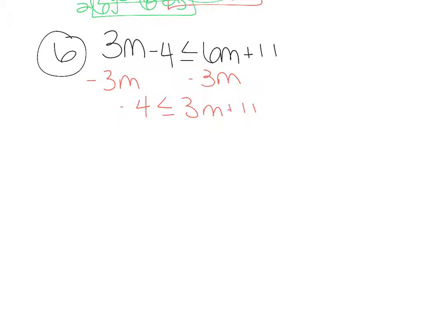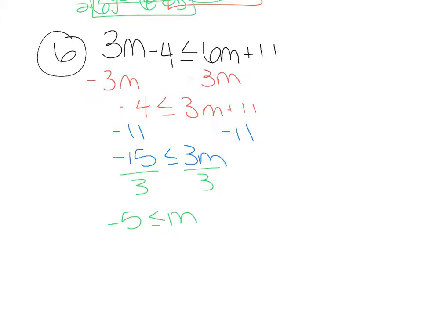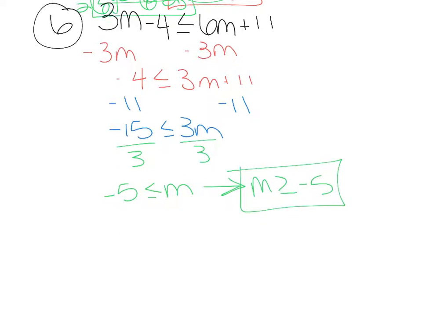And now it's just a two-step inequality, so subtract 11 from both sides. I have negative 15 is less than or equal to 3m. And finally, divide both sides by 3. Once again, it's a positive 3, so don't worry about flipping that sign, but it is going to be negative 5 is less than or equal to m, which, remember, if the variable is not written first, we want to get in that good practice of flipping that around. So my final answer should be m is greater than or equal to negative 5.